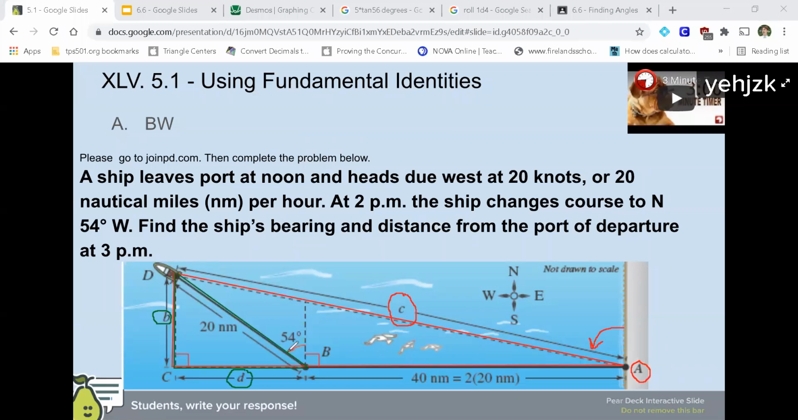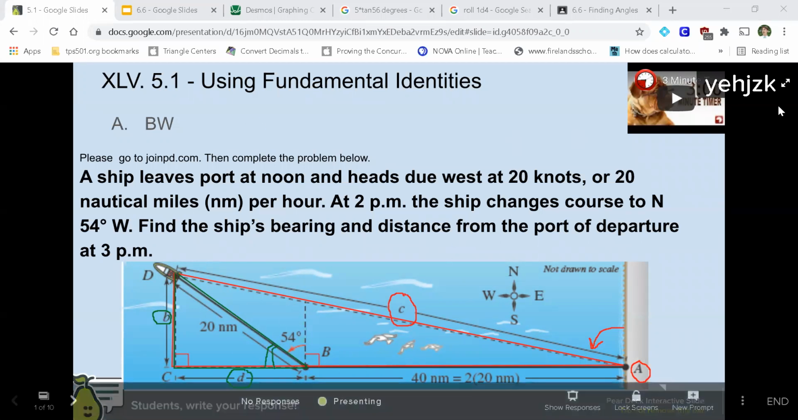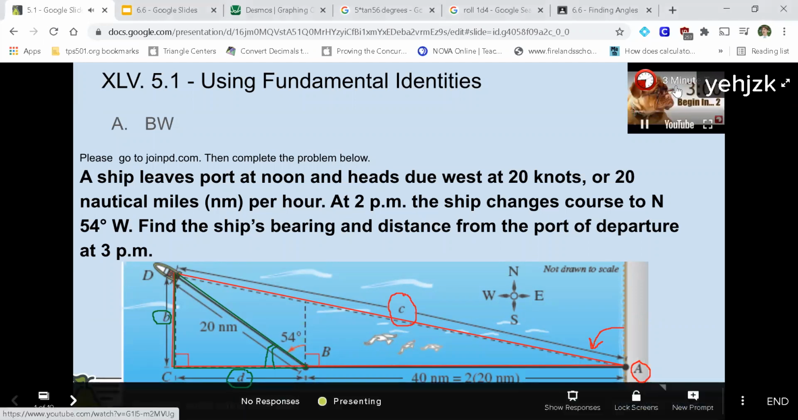And the first step to do that is you need to tell me if this is 54 degrees, what is this angle right here? And then you should be able to use that angle and the hypotenuse of 20 to find B and D. And then you should be off to the races. I'll give you 3 minutes to start working on this and see how far you can get. And then we'll go over it.